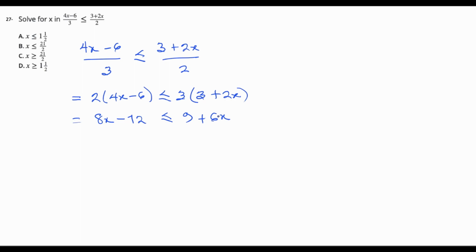So we can do that by sending 6 all over to this side. And that will make plus 6 minus 6. So we'll have 8x minus 6x. And then we send 12 over to this side. That will make minus 12 plus 12. So 9 plus 12. So now our equation becomes 8x minus 6x is 2x less than or equal to 9 plus 12, which is 21. So x, if we divide both sides by 2, x is less than or equal to 21 over 2. And our answer here is B.